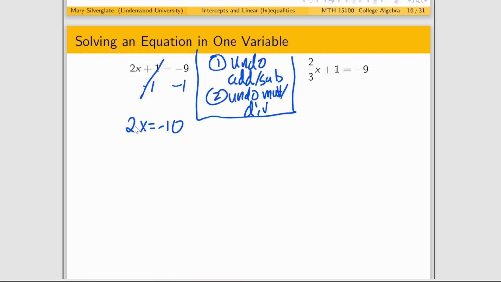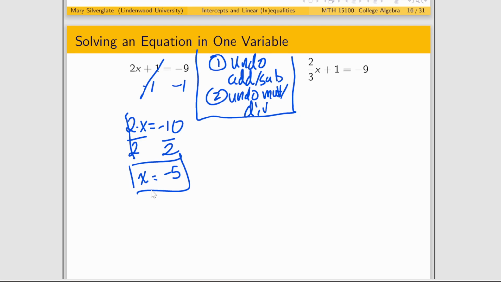I'm going to say, okay, well, 2x, I know that's really 2 times x. How do I undo multiplying by 2? I divide by 2, because now I'm really saying 2 divided by 2 makes 1. So I'm left with a single x. Negative 10 divided by 2 makes negative 5.